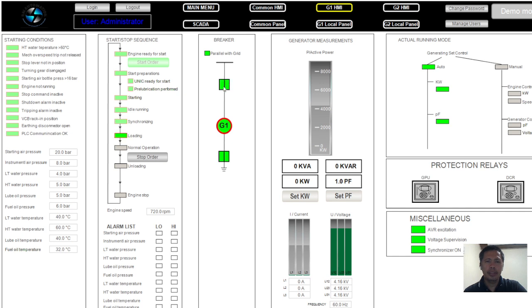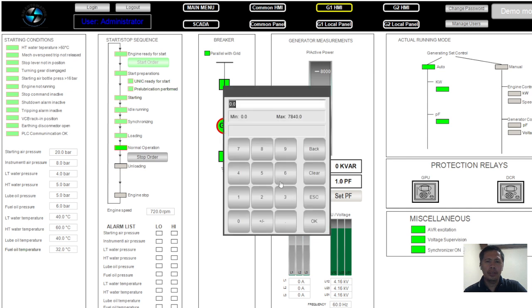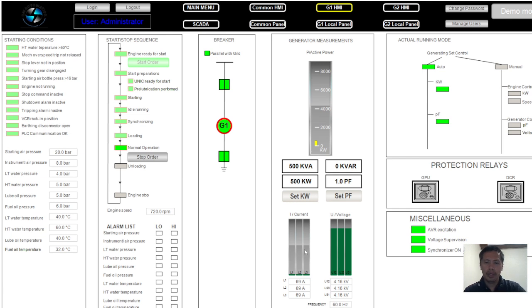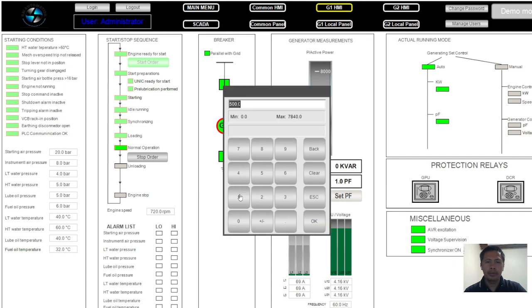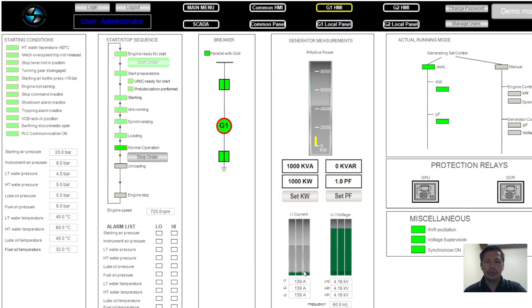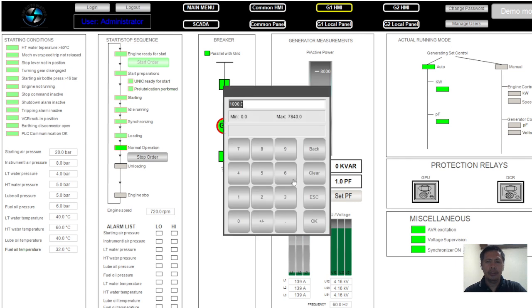Now the breaker is closed, which indicates loading and normal operation. We will set a load of maybe 500. And if the engine is okay, no problem, then raise to 1000. If the engine has no problem, we can maximize the load, up to 7840.